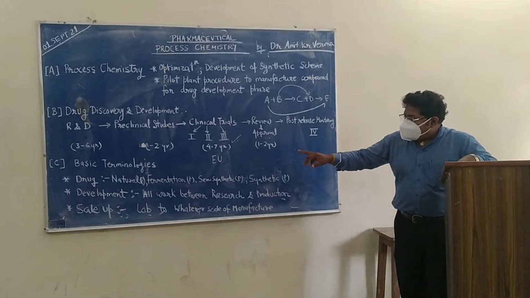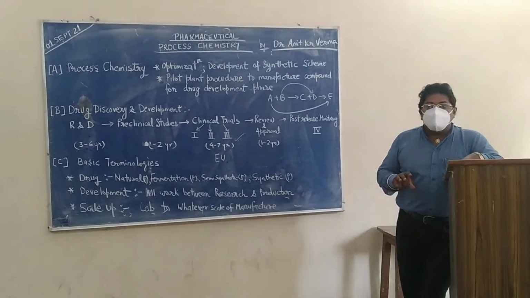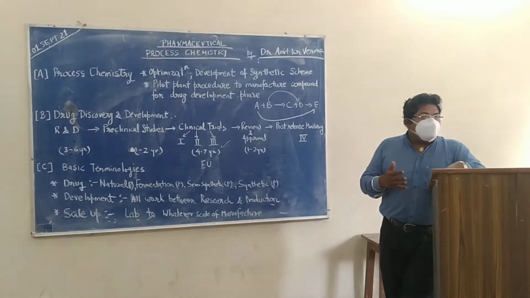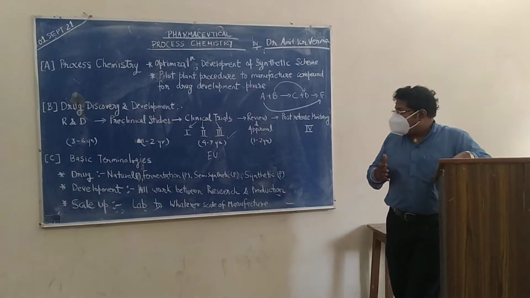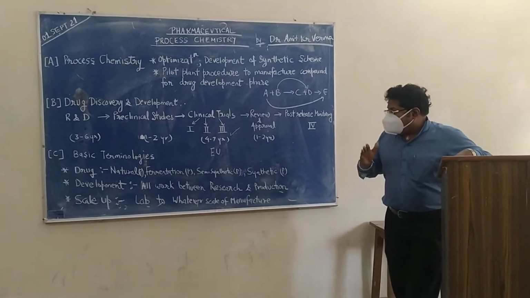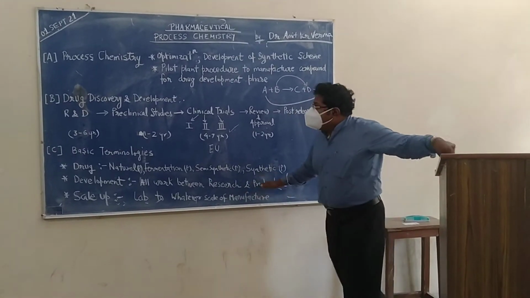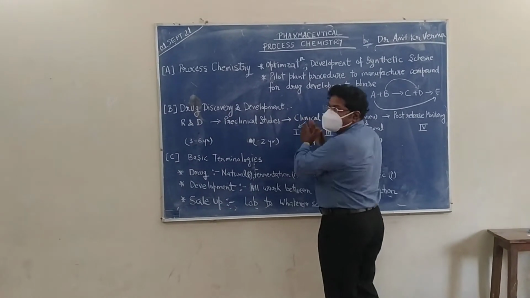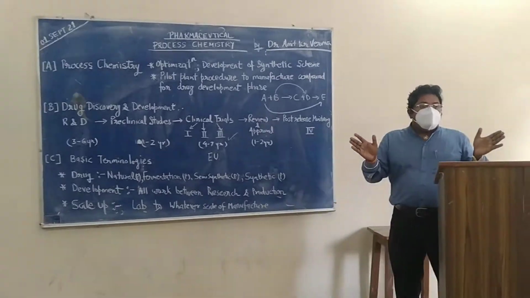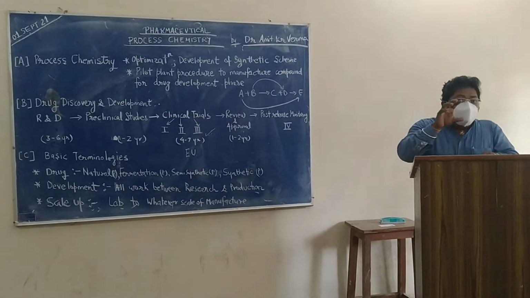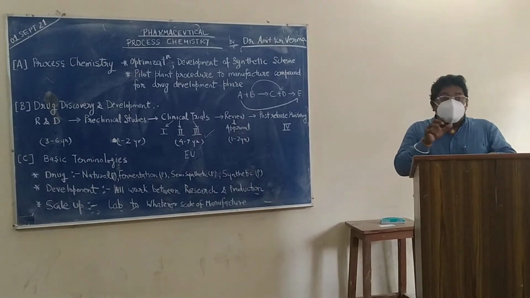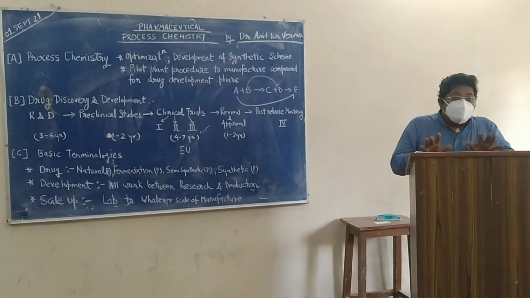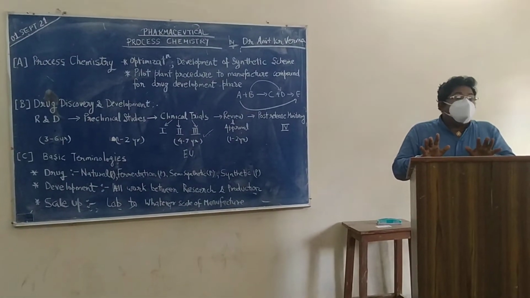Now there is one word which you will always encounter in this subject, that is development. So what is development? With respect to pharmaceutical process chemistry, development is all the work between research and production. That is the work from R&D to the preparation of the formulation. All the work that is done comes under development, and development is an important part of process chemistry. This is a very new subject. I think you haven't heard about these things. It is of much more industrial importance.